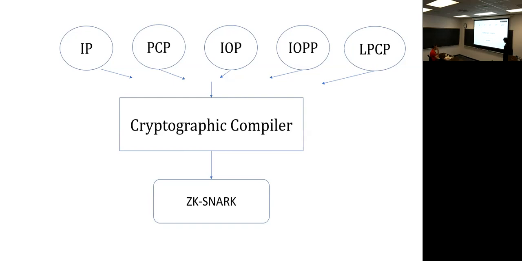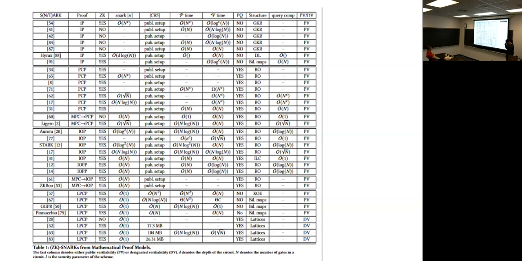The idea is that we first take one such mathematical proof system, then we apply a cryptographic compiler on it, and we obtain a succinct argument system. I will also later explain what a succinct argument system is. Succinct basically means a proof where the proof length is much shorter than in classical zero knowledge proof systems. Actually, I don't need to look into the details of this scheme. I just wanted to show you there is a myriad of possible ZK-SNARK constructions from different proof systems.